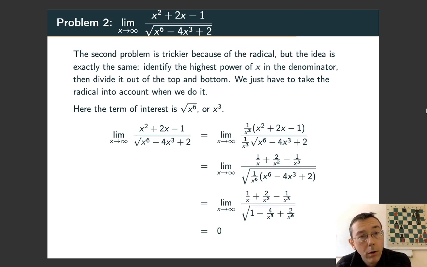On the top, I get 1 over x plus 2 over x squared minus 1 over x to the 3rd. In the denominator, when I multiply by 1 over x to the 3rd, I want to put that inside the radical. So I'm thinking of it as 1 over the square root of x to the 6th. That's how the 1 over x to the 6th got inside that radical there in the second line. Overall, the denominator becomes square root of 1 minus 4 over x cubed plus 2 over x to the 6th. So using that big idea, the numerator goes to 0, the denominator goes to 1. Overall, I get 0 over 1, which is equal to 0.